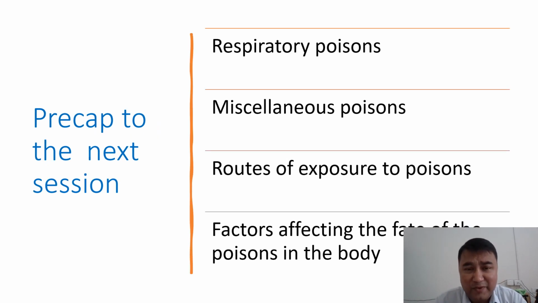Now, before I close this session, I would like to give you a recap for the next session. In the next session, I'm going to talk about respiratory poisons with their examples. I'll give examples of miscellaneous poisons. Then I will give you an idea about the different routes of exposure to poisons. And finally, I will talk about the factors which affect the action of the poison in the body, the factors which influence the fate of the poison in the body.